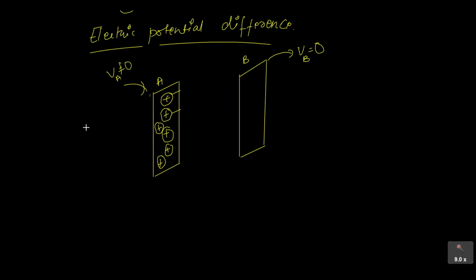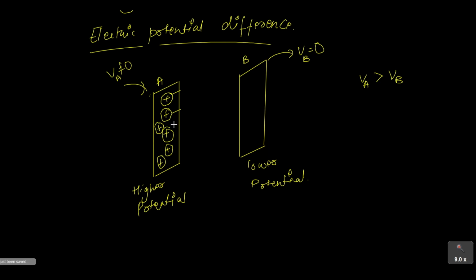So this VA is definitely greater than VB, because on A there are charges, and to bring these charges we did some work, which they have stored in the form of potential energy. And then we know, by the analogy of gravitational potential energy, that charges flow from higher potential to lower potential. So this becomes the higher potential, and this becomes the lower potential.